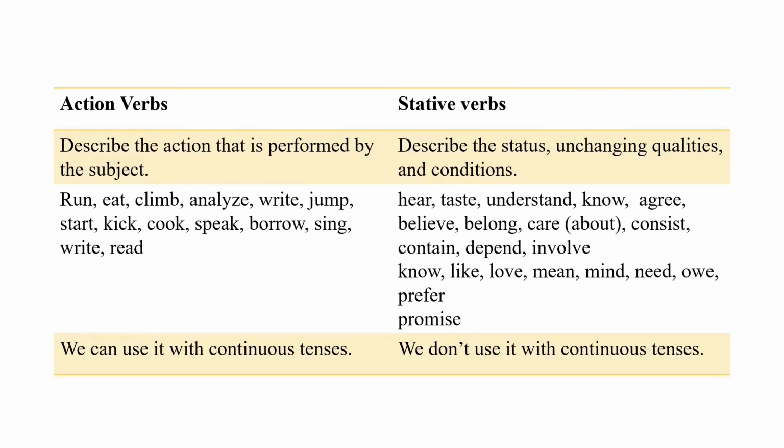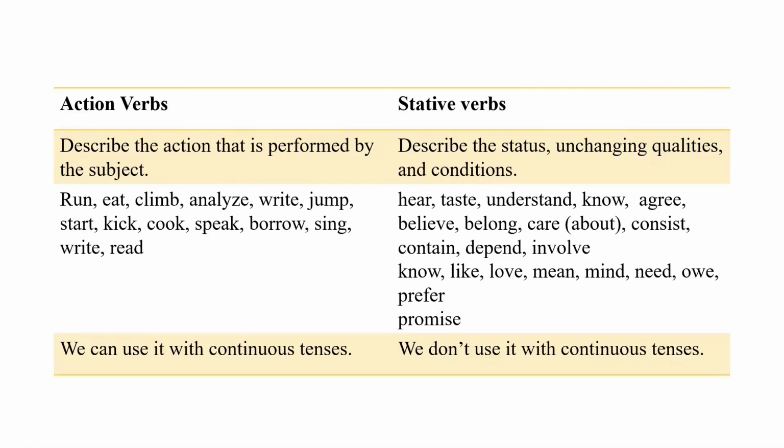Then we can make sentences by using action verbs. For example, we are climbing the mountain. We are analyzing data. She is writing the book. Likewise, we can use action verbs with continuous tenses. But traditionally, we don't use stative verbs with continuous tenses. Now, I told you traditionally. Then there is an exception.